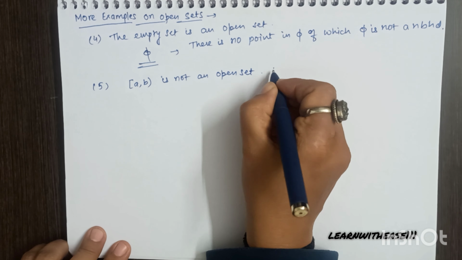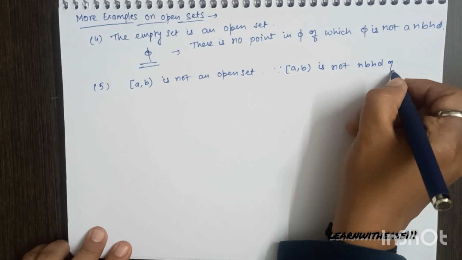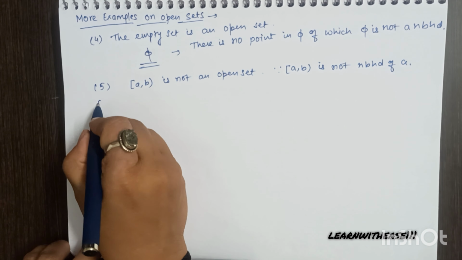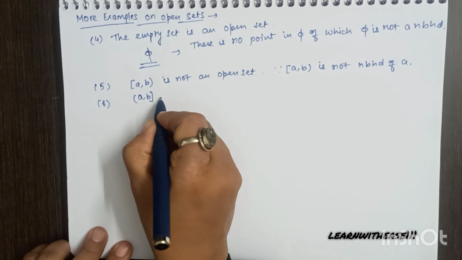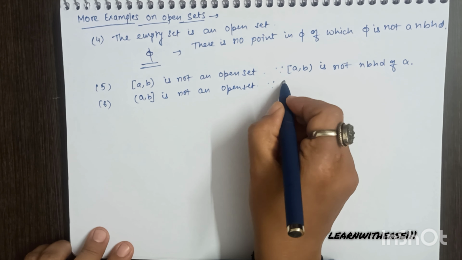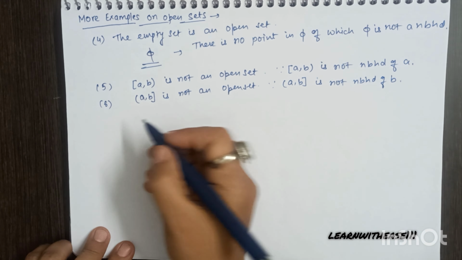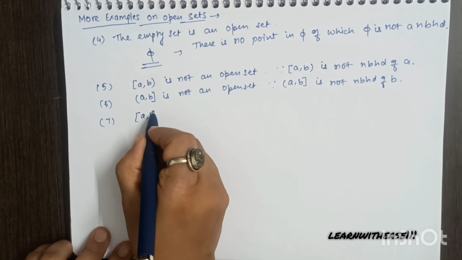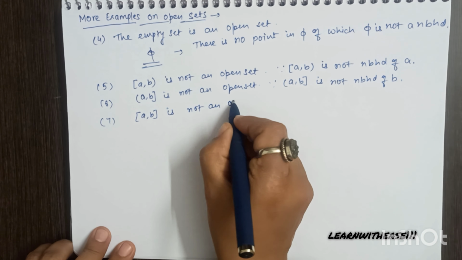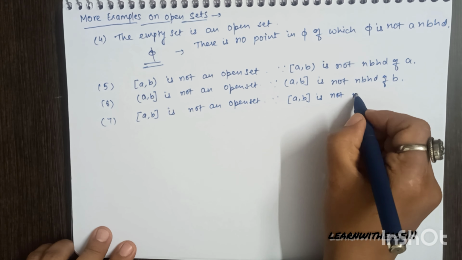Any semi-closed, semi-open interval is not an open set, because this particular interval which I have taken is not a neighborhood of A. The interval A to B, B closed, is also not an open set because it is not a neighborhood of B. The closed interval A to B is also not an open set because it is not a neighborhood of A and B both.